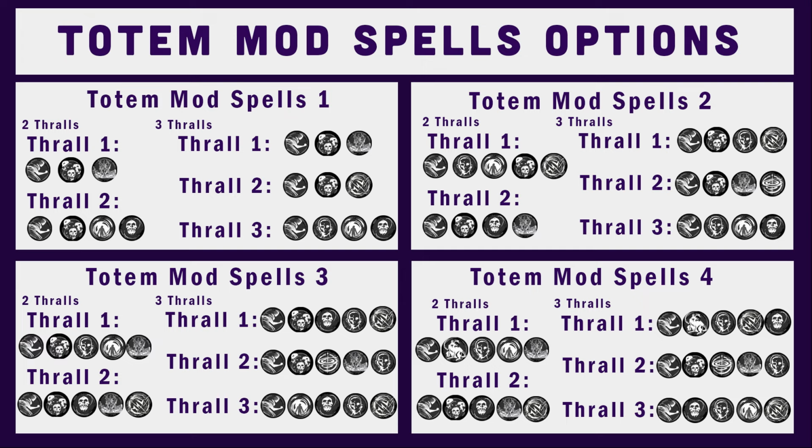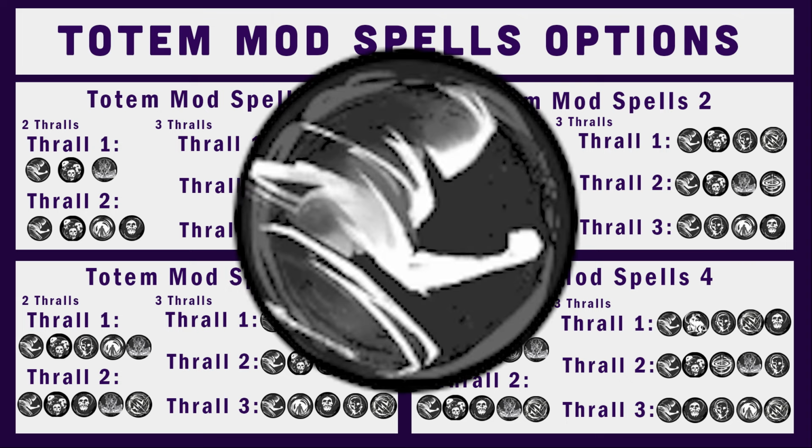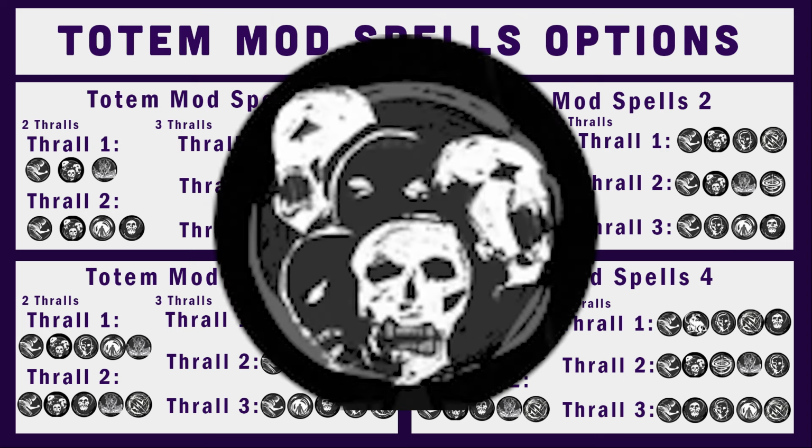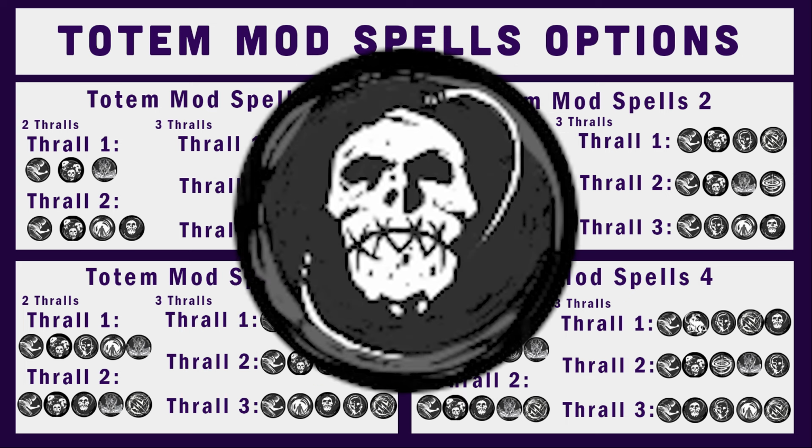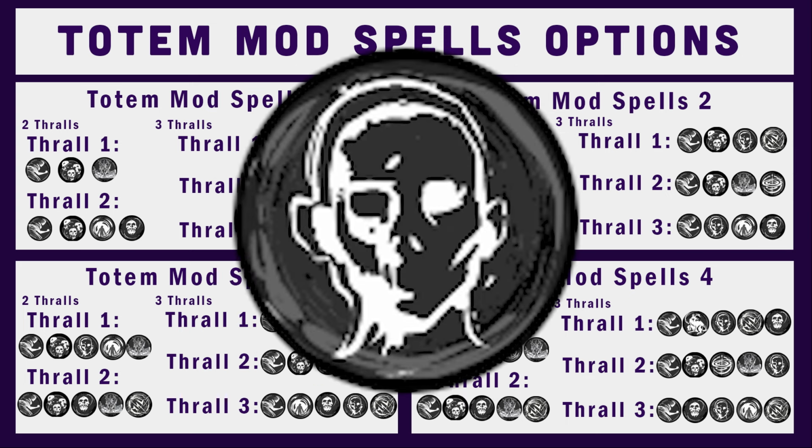Now, each Totem mod spell version 1, 2, 3, and 4 has a different preset for if there are 2 thralls or 3 thralls in the game. So that gets quite big to try and explain at any length. So instead of trying to do that, I've just made a little graphic I'm putting up on screen. For the sake of easy explanation and understanding what each symbol means, this is Spirit Walk, this is Cannibals, this is Whiteout, this is Hush, this is Doppelganger.